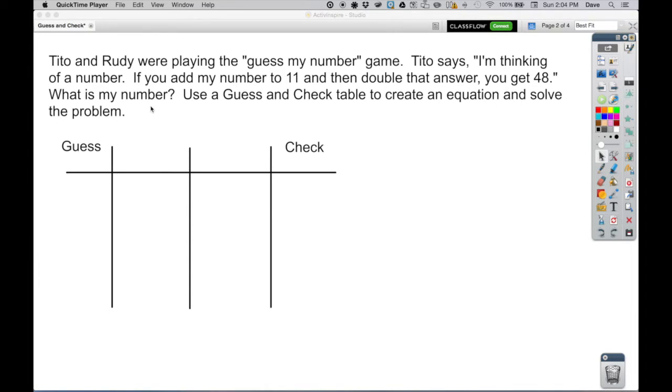Alright, so let's try another example with this guess and check process. Here we've got this problem. Tito and Rudy were playing the guess my number game. Tito says, I'm thinking of a number. If you add my number to 11 and then double that answer, you get 48. What's my number? So once again, what we want to do is use the guess and check process to create an equation.